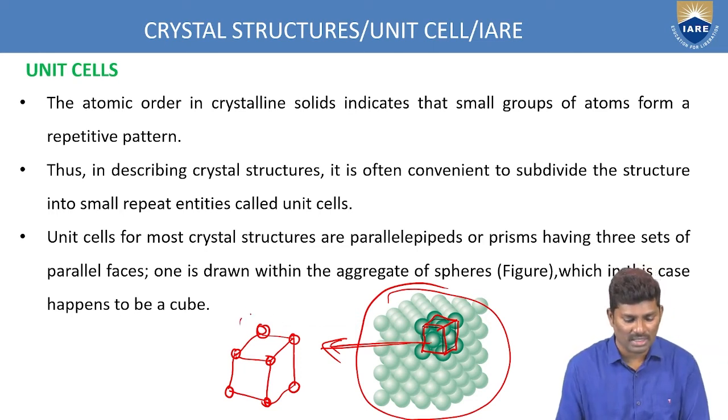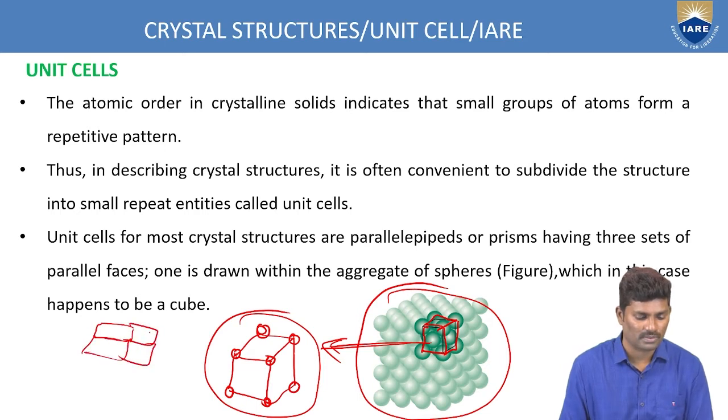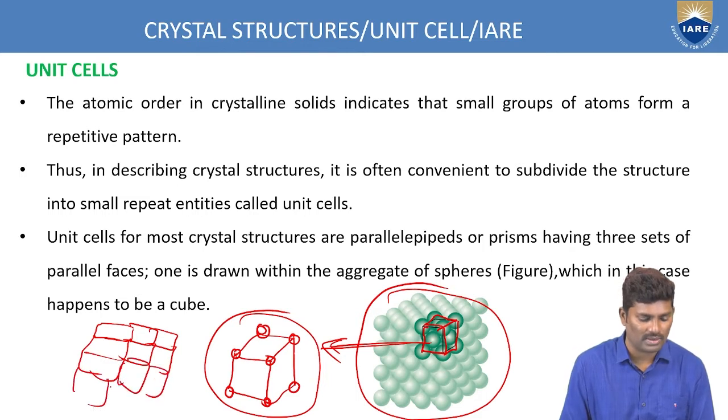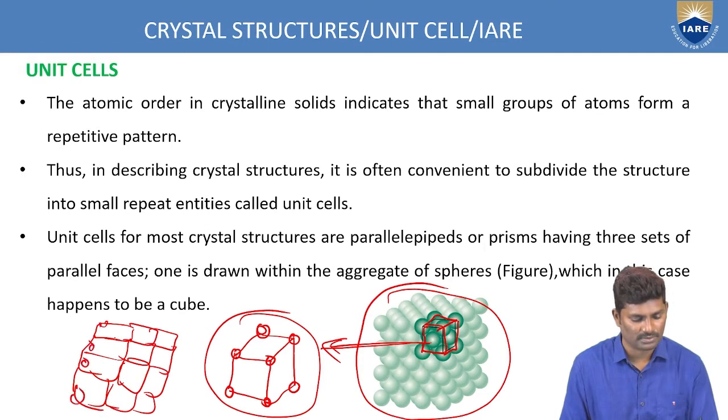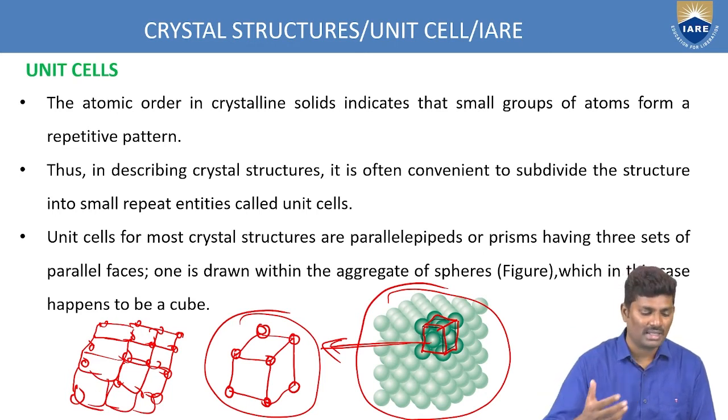So this is repeating in nature. Once it is repeating in nature, you can get all the bonds like this. So the smallest group, when you consider it from the whole aggregate, is called a unit cell. And if this unit cell is repeating in nature, then you can get the atomic structure.